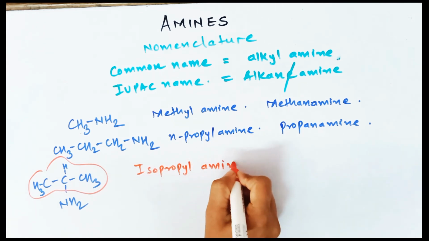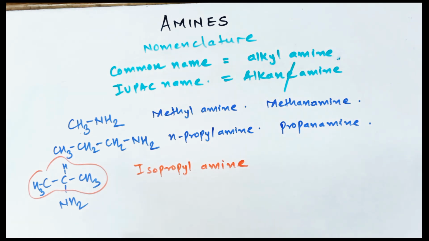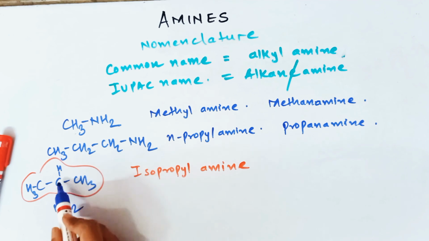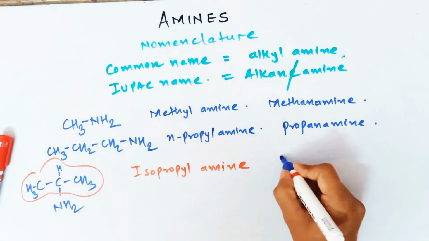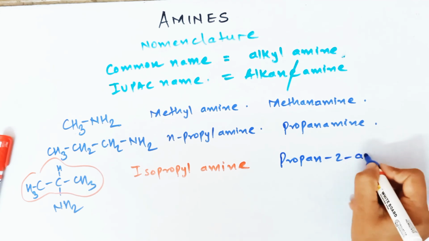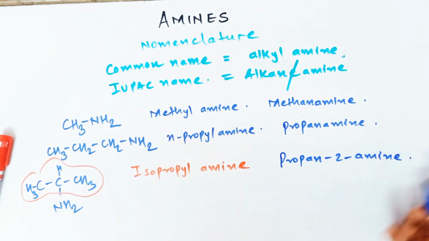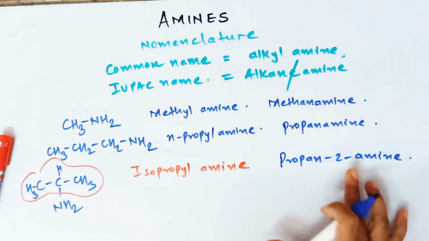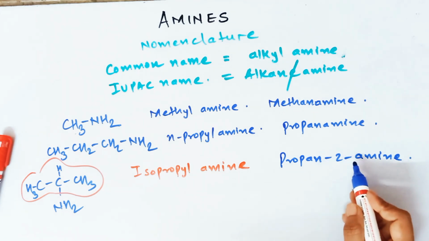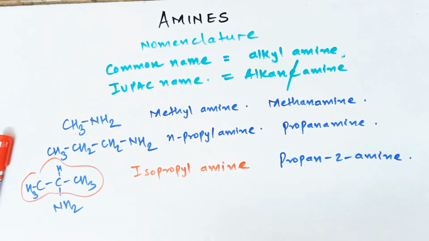And then we have the IUPAC name. In case of the IUPAC name, we'll number 1, 2, 3. At position number 2, you have the amine. So we'll call it propane-2-amine. This is the way we are going to put a dash before and after the digit. Let's take some more examples.